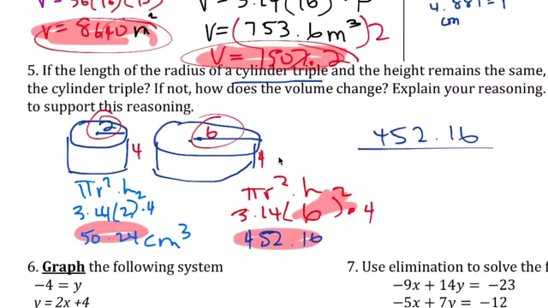Divide this by this, so you do 452.16 divided by 50.24. You get 9.